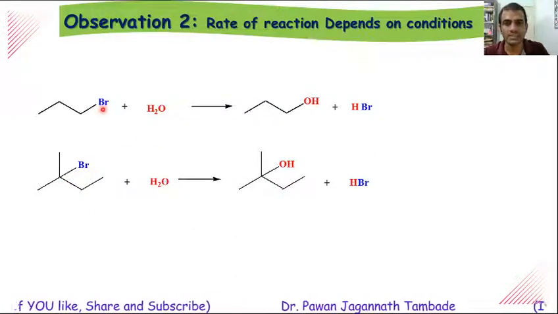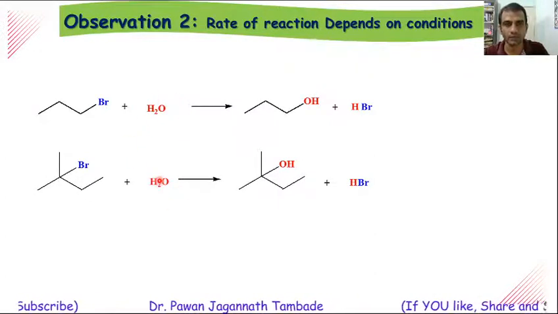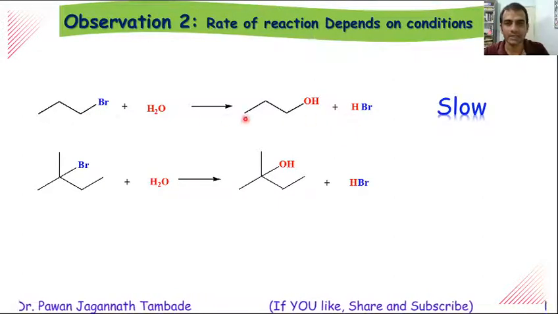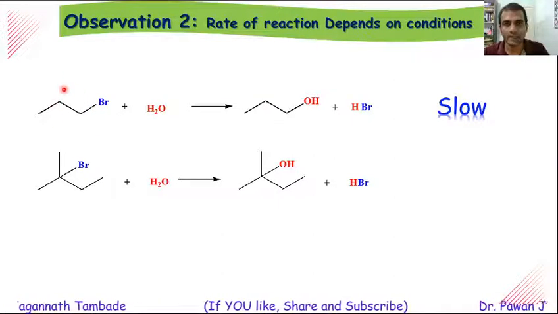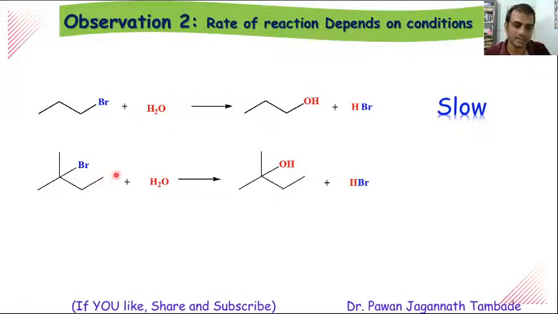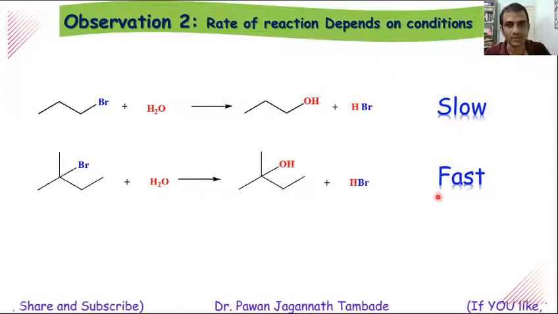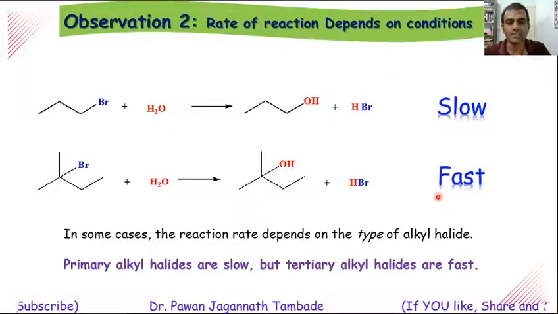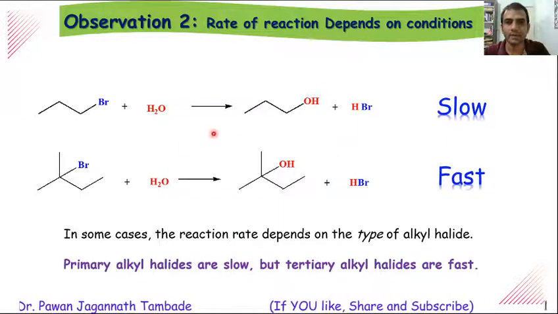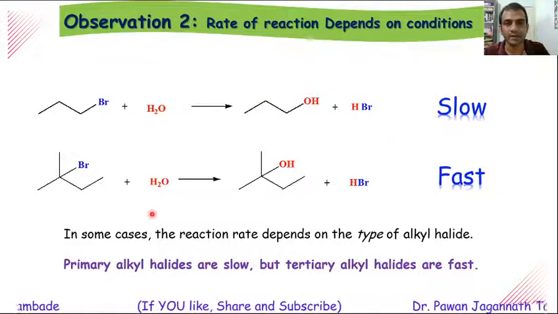In both of these cases, the nucleophile which we are using is a weak nucleophile, that is water. It has been observed that the rate for the reaction of primary alkyl halide with a weak nucleophile is slow. And when tertiary alkyl halide is reacted with this weak nucleophile, then the rate of reaction is found to be faster. So in some cases, the reaction rate depends on the type of alkyl halide. Primary alkyl halides are found to react slowly and tertiary alkyl halides are found to react faster.